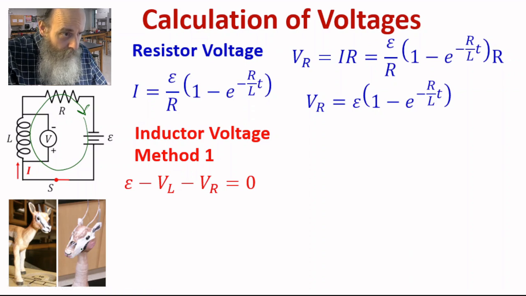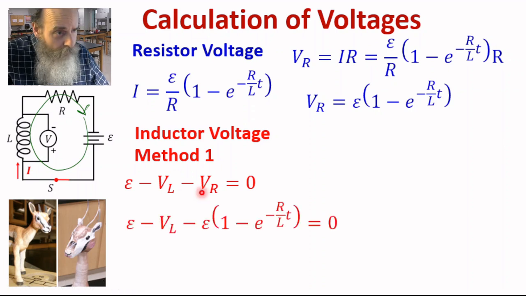So we're going to start with E, then the voltage drop across the inductor, and then the voltage drop across the resistor, and that's going to equal 0. So we get E minus VL minus E times (1 minus e to the negative R over L t) equals 0. Note here, this E and this E cancel out. And so we get VL is E times e to the negative R over L t.